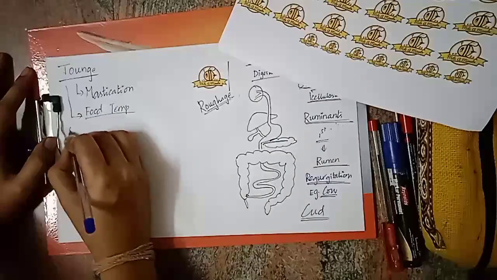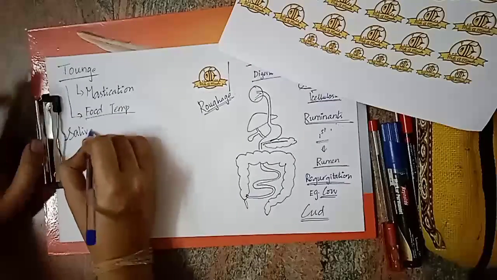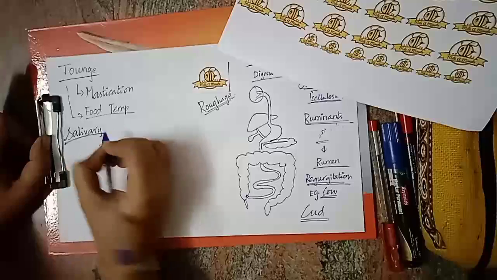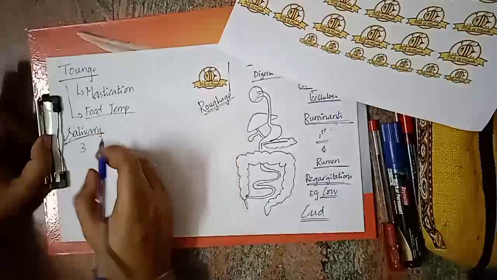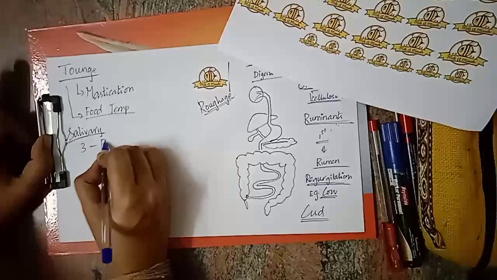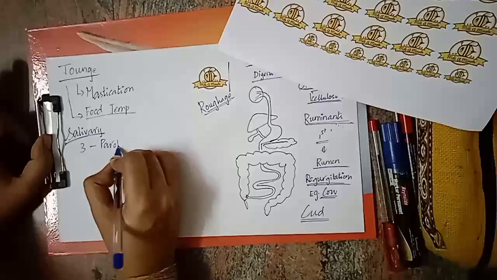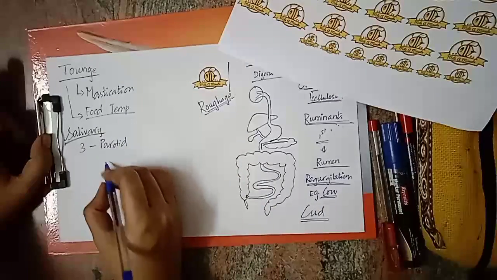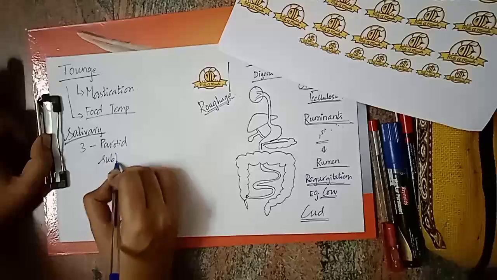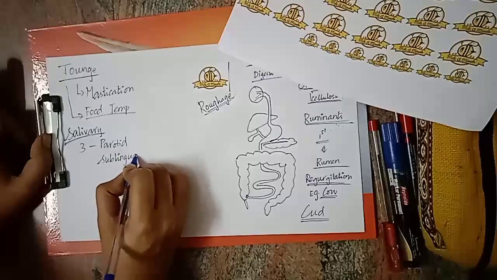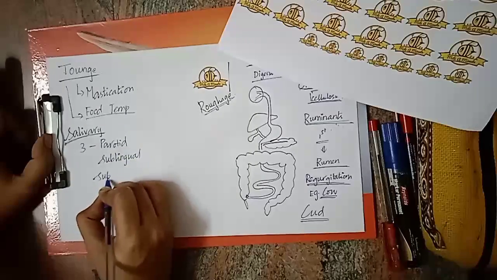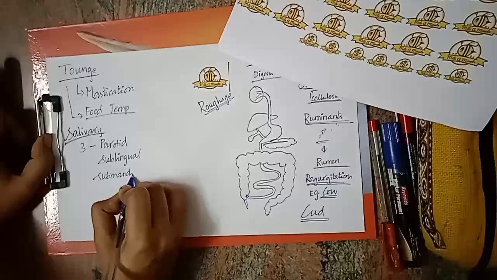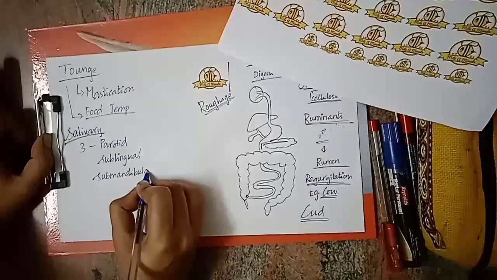Then we have salivary glands. There are three major salivary glands. The first one is the parotid. Then we have the sublingual gland and the submandibular gland. These three are the major salivary glands.